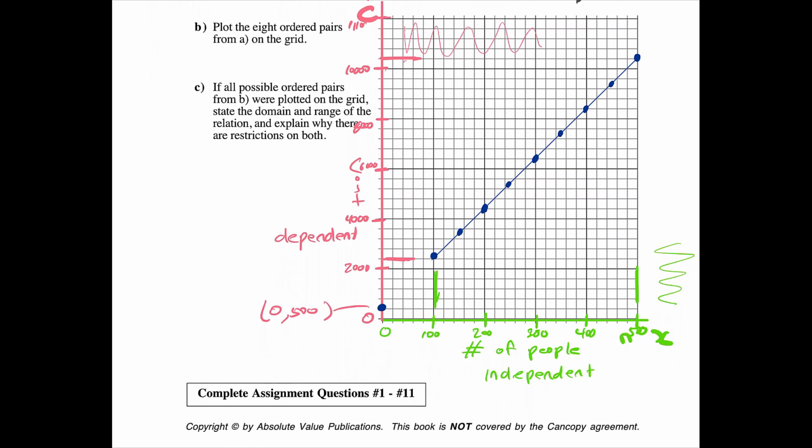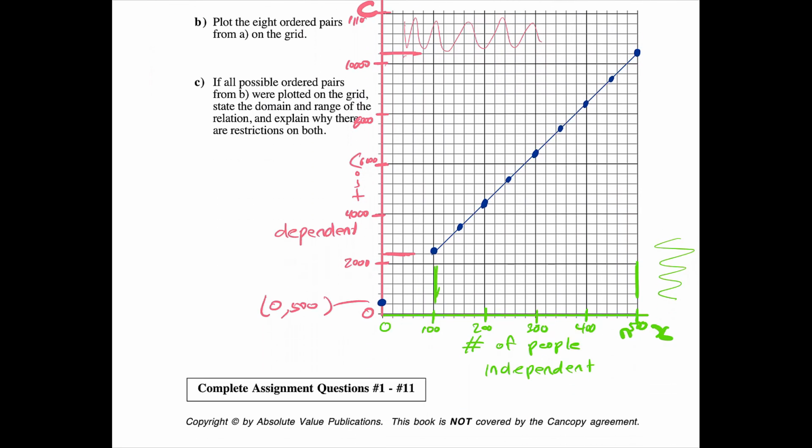Okay, part C says show the domain and range. Well, I've already indicated those. The domain is going to be from here to there, including those points, and the range is going to go from here to here. And now I just want to think, well, what do I want to include?